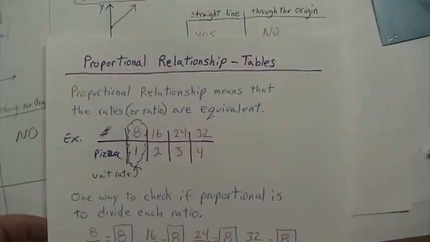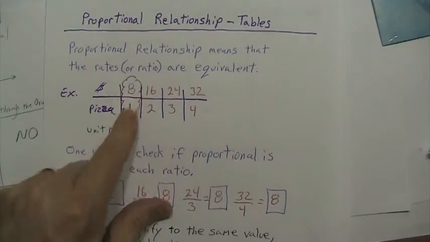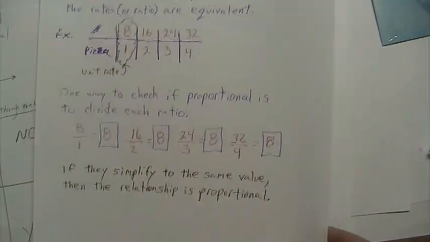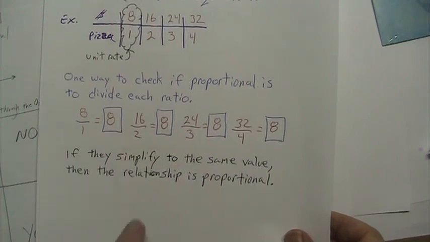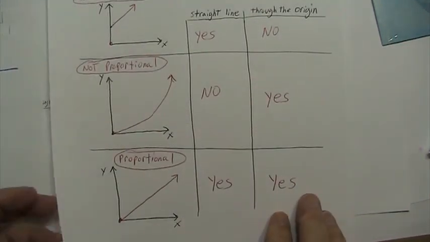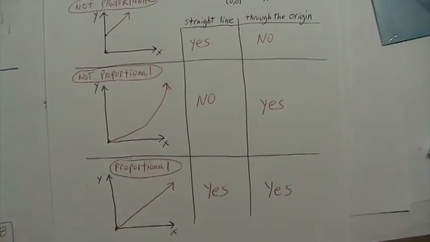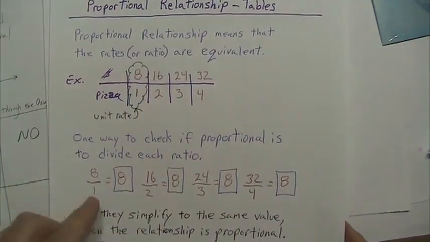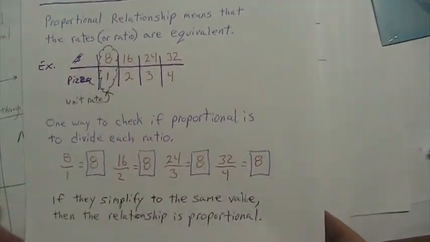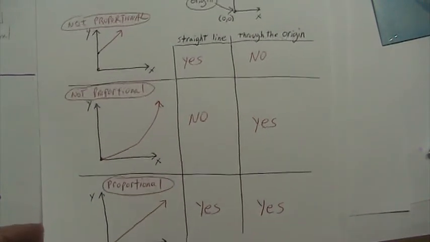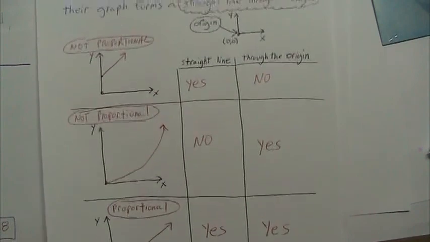So last time we looked at tables and you divided to see if they were the same, if each ratio was equivalent. And if they were, it's proportional. Now, if you graph it, you can see if it's proportional. So if I were to graph these points, it should be a straight line through the origin. And that's another way of telling if a relationship is proportional.